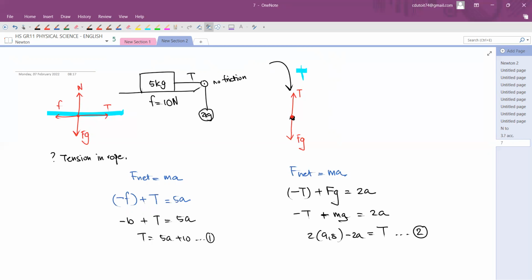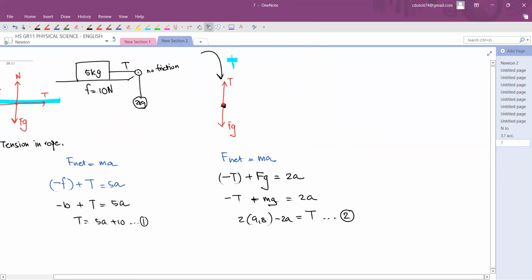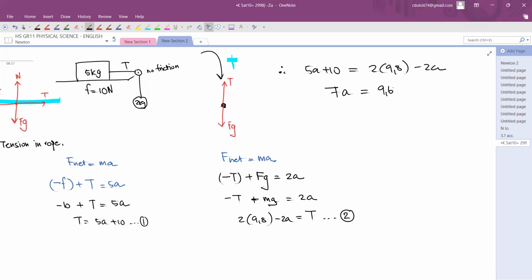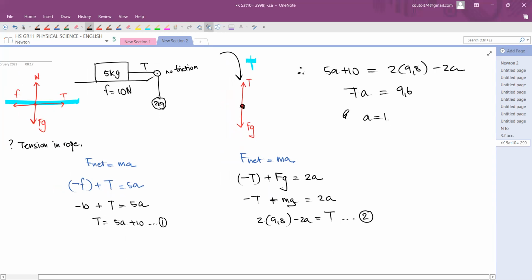Okay, so now tension in a rope is the subject of both equations. So I'm just going to make 5a plus 10 equal to 2 times 9,8 minus 2a. 7a equals 2 times 9,8, which is 19,6 minus 10 is 9,6. Don't do that in the exam, just work it out with a calculator and divide by 7. And then I get 1,37. A is 1,37 meter per second square.